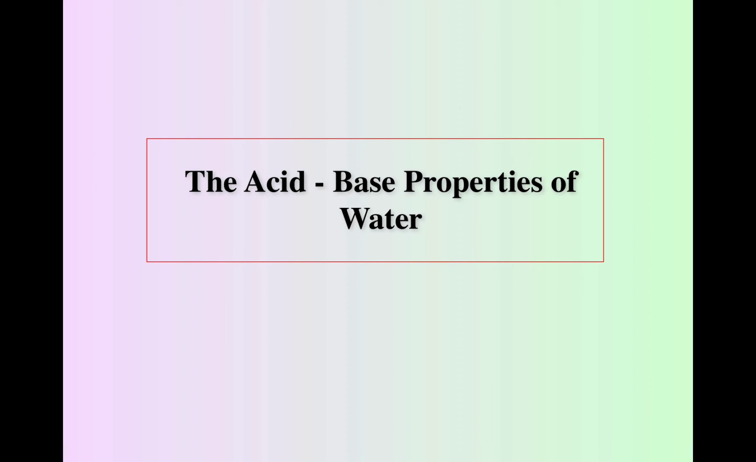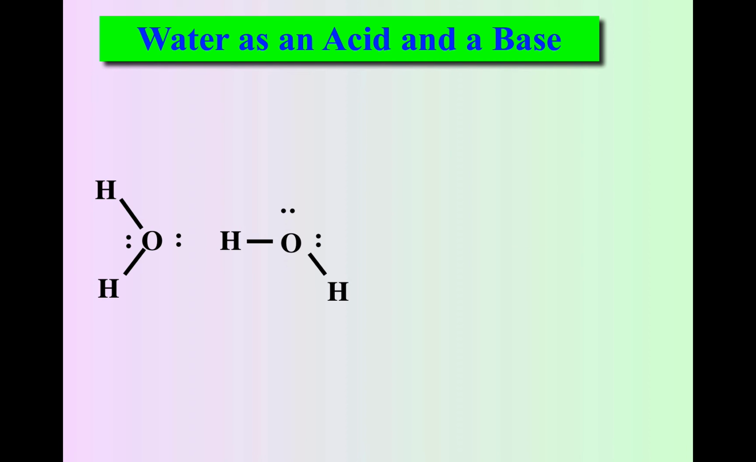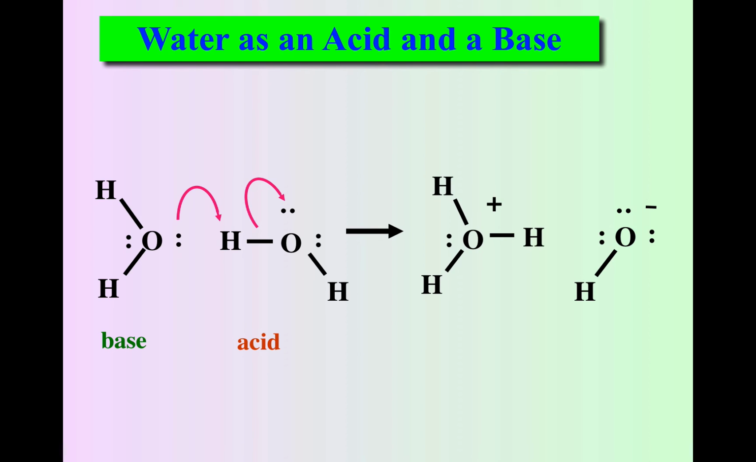All right, acid-base properties of water. So as we've seen in a lot of examples, water can act like an acid. It can act like a proton donor. Water can act like a base. It can act like a proton acceptor. So when water acts like a base, it makes hydronium ion. And when water acts like an acid, it forms hydroxide ion.